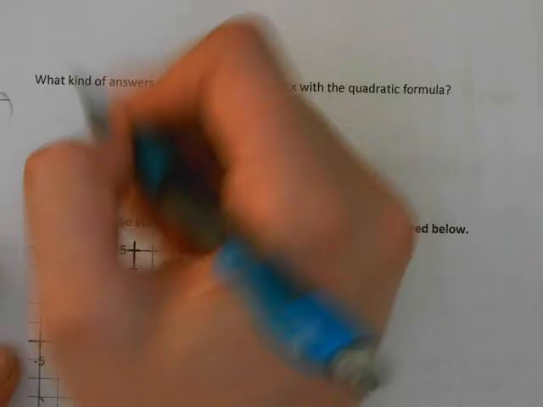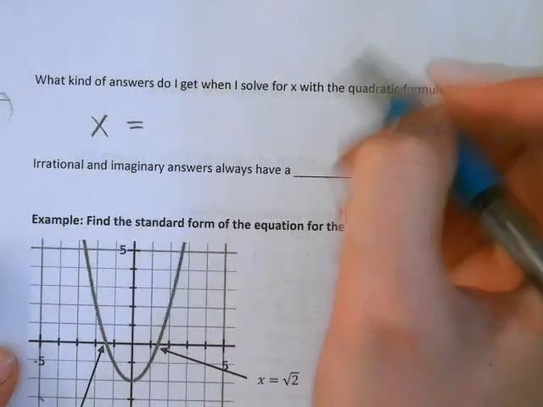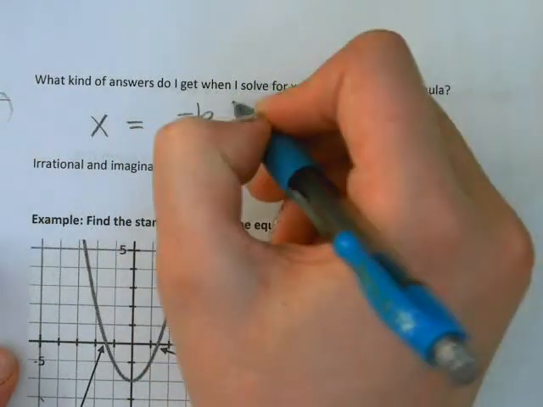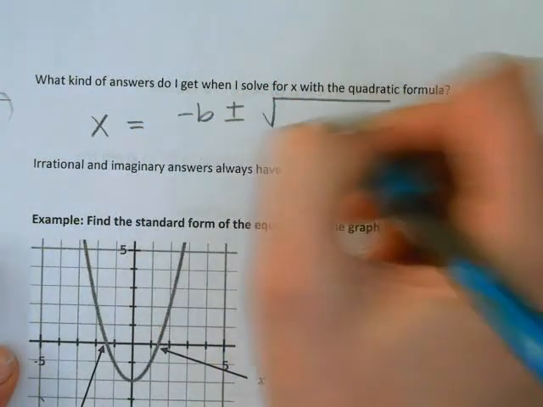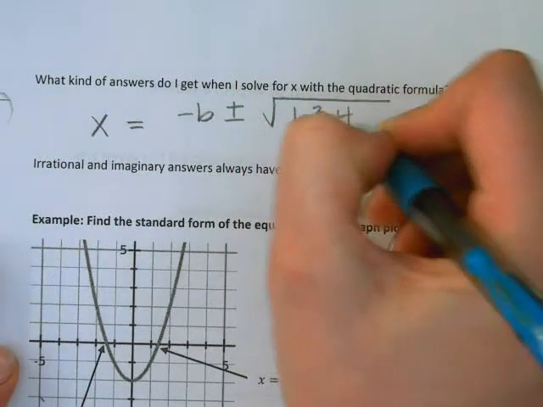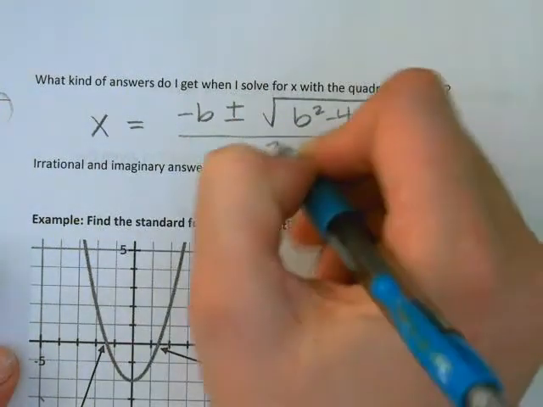So if you think about the quadratic formula, that is negative b plus or minus the square root of b squared minus 4ac all over 2a.